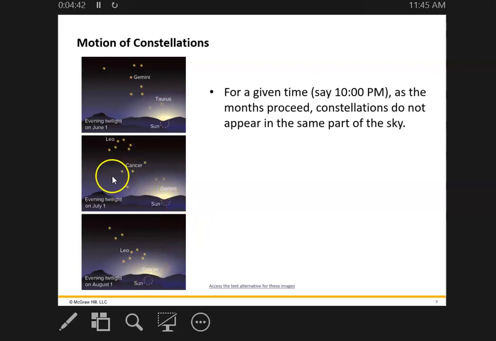So in July you could see Cancer right after the sunset, and then a month later, in August, Cancer is now below the horizon, and it would be really hard to see Cancer. And so there's Leo. The sun sets, and the constellation Leo is right on the horizon, and you can make it out.